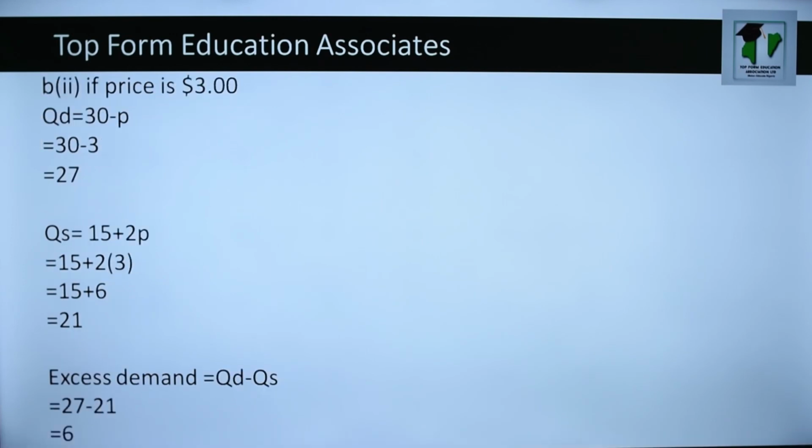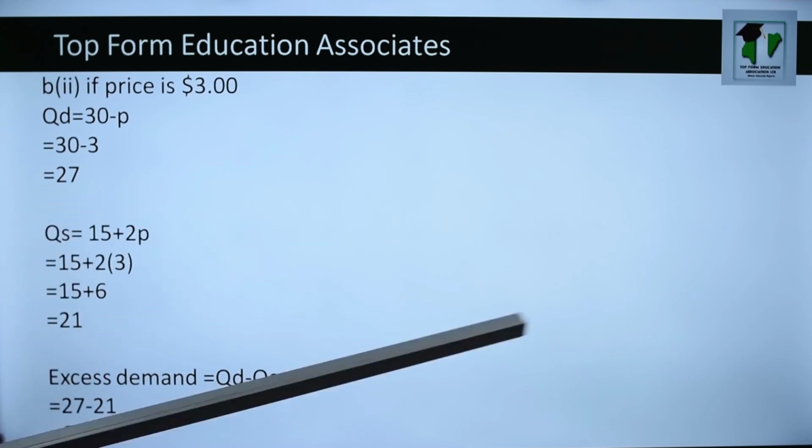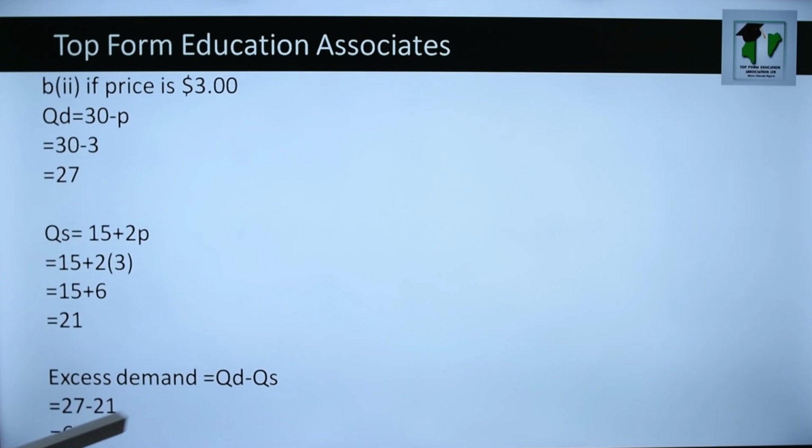B says, if price is 3, assuming the price is fixed at 3, what happens? Do we have surplus or shortage? Do we have excess supply or excess demand? We will not conclude until we substitute into these two equations. Whichever is higher: if quantity demanded is higher, then our conclusion will be that we have excess demand. But if quantity supplied is higher, then our conclusion will be that we have excess supply.